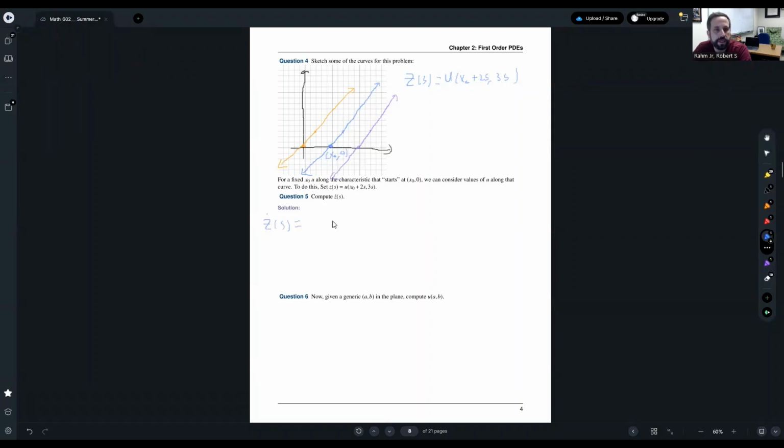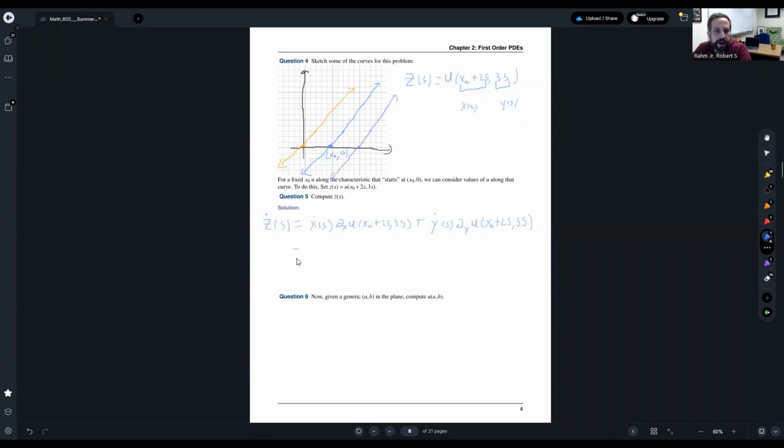Okay, so now I'm using the multidimensional chain rule here. If I look at u, u is a function of the variables x and y, but this is my x of s and this is my y of s. So when I compute the derivative of z with respect to s, I'm going to use the multidimensional chain rule, and I'm going to get dx ds, so x dot of s, times the partial derivative of u with respect to x, plus y dot of s times the partial derivative of u with respect to y. Again, this is just the multidimensional chain rule.